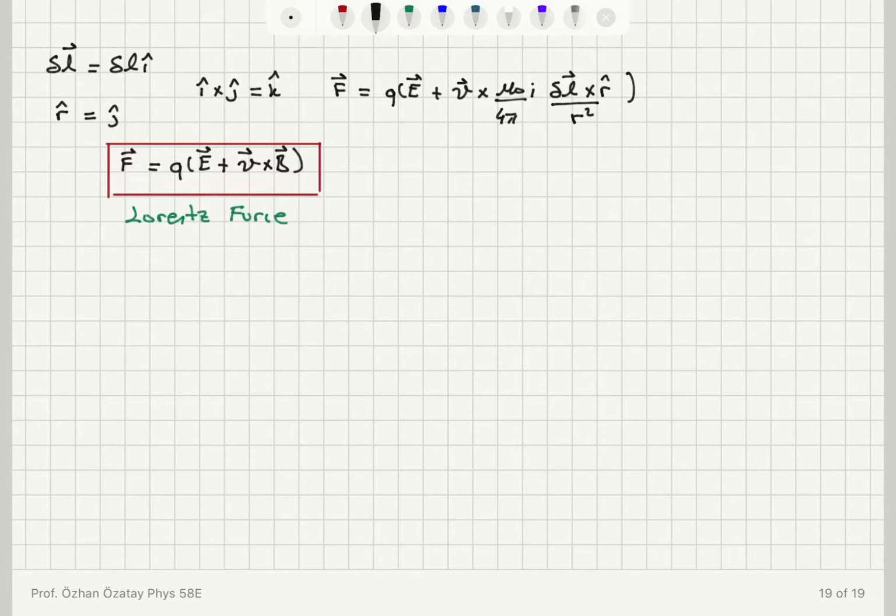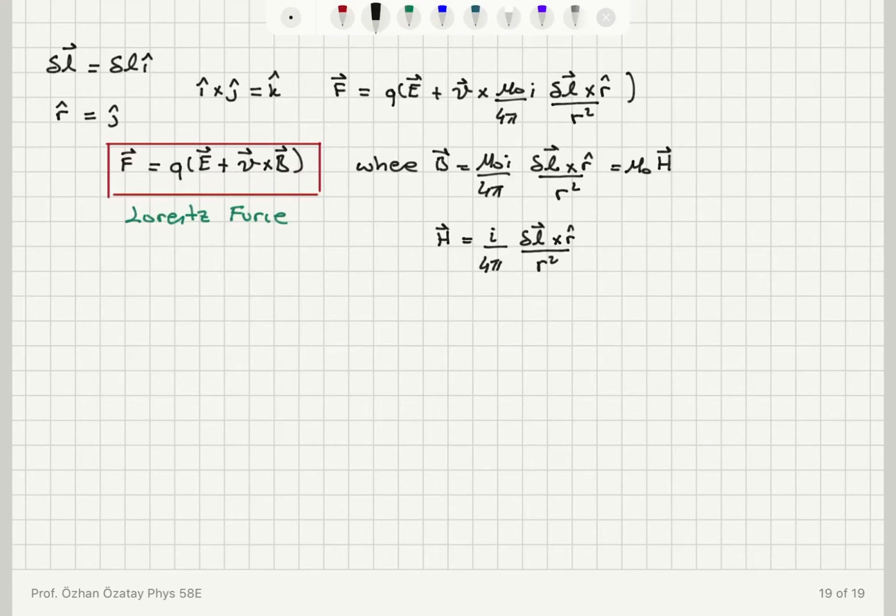And here the magnetic field B is given as mu 0 I over 4 pi delta L cross r hat over r squared, which is also mu 0 times the magnetic field H. So H is I over 4 pi delta L cross r hat over r squared. Either for B field or H field we can write the same, it's the same thing, and what we have obtained here is known as the Biot-Savart law.